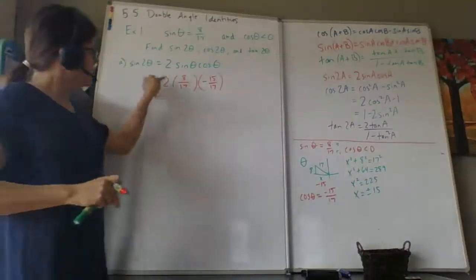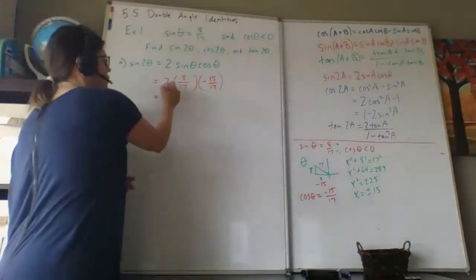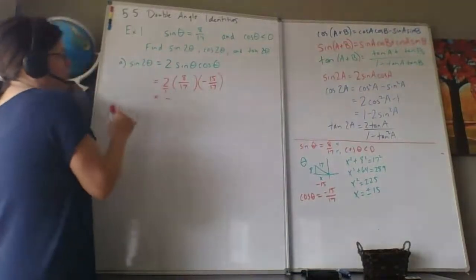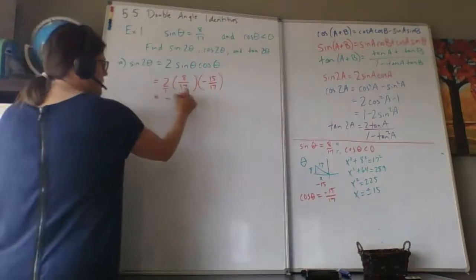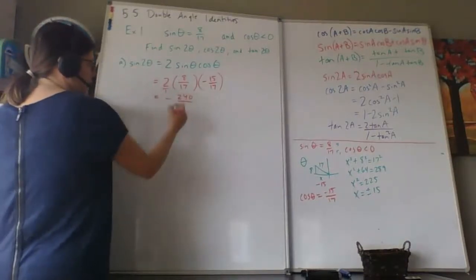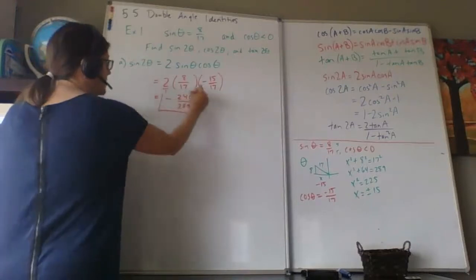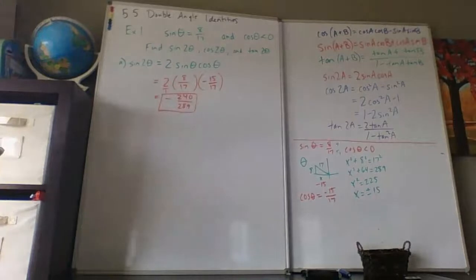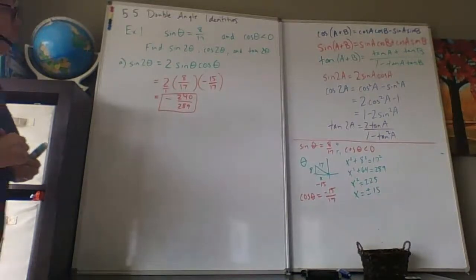Now we multiply straight across. If you prefer, you can write 2 over 1. We will get a negative. And 2 times 8 times 15 gives us 240 on top, and 17 times 17 is 289. Thus, the sine of 2 theta is negative 240 over 289.